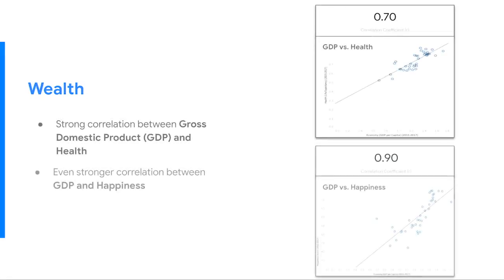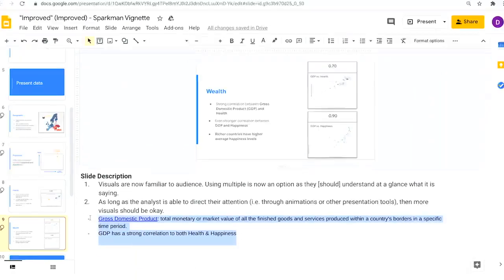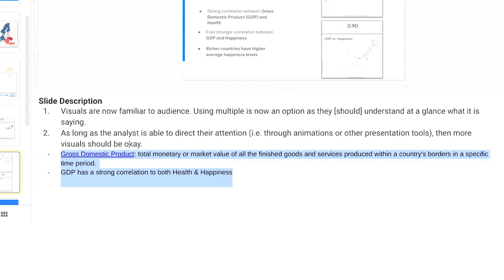Now, let's look at our second data viz. This graph is showing the relationship between health, wealth, and happiness, but includes GDP to measure the economy. We don't want to assume that our audience knows what that means. So during the presentation, we'll want to include a definition of GDP. In our speaker notes, we've added gross domestic product, total monetary or market value of all the finished goods and services produced within a country's borders in a specific period of time. We'll fully explain what GDP means as soon as this graphic comes up. That way, no one in our audience is confused by that acronym.